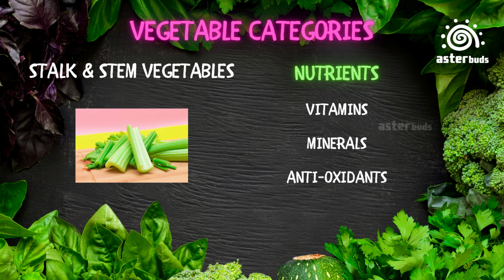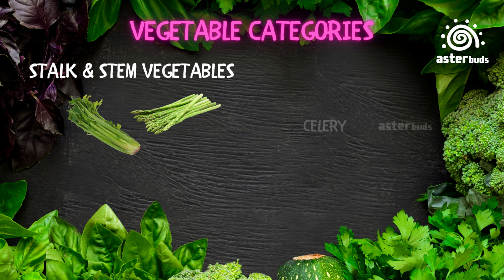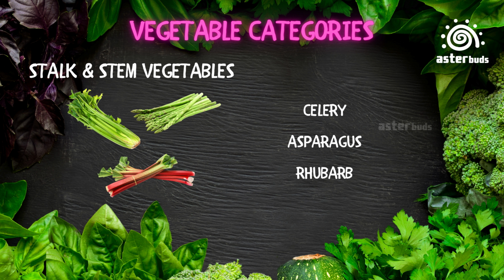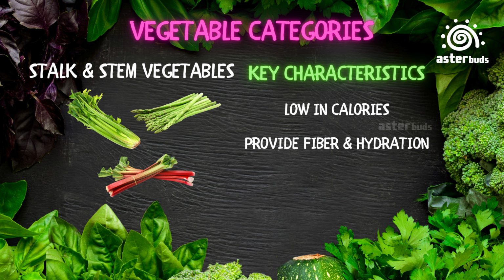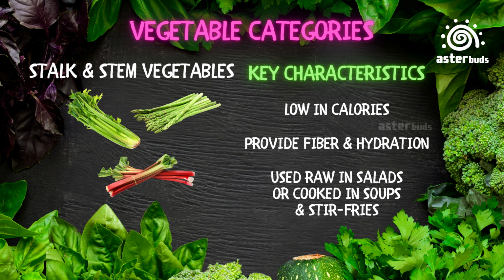Stalk and stem vegetables. These vegetables are the edible stems or stalks of the plant. They are often crunchy and refreshing. Examples of stalk and stem vegetables are celery, asparagus, rhubarb, etc. Key characteristics: low in calories. Provide fiber and hydration. Used raw in salads or cooked in soups and stir-fries.